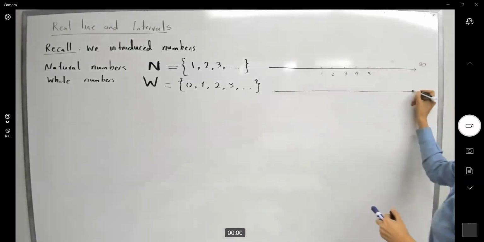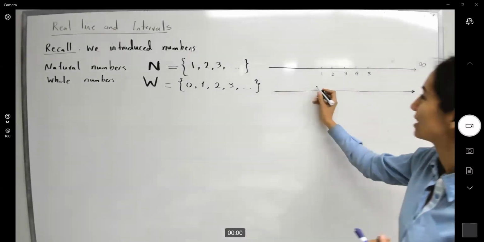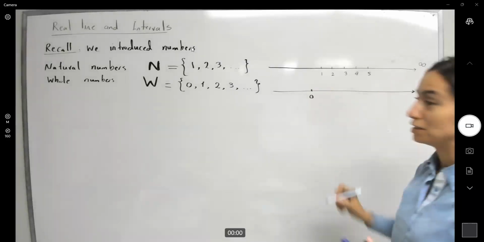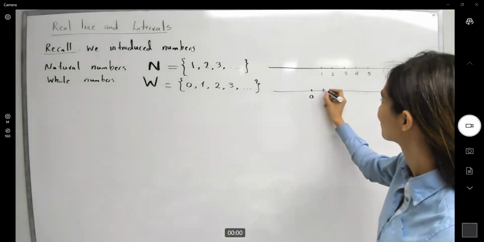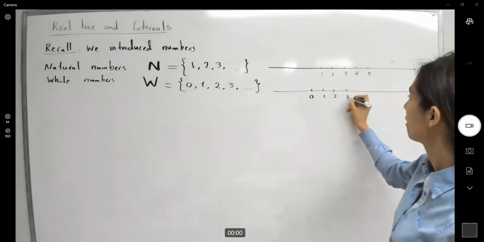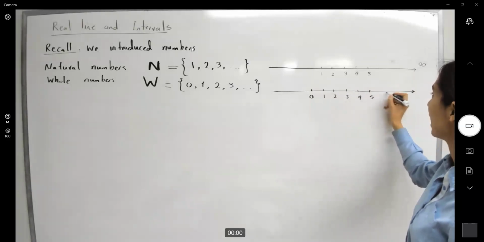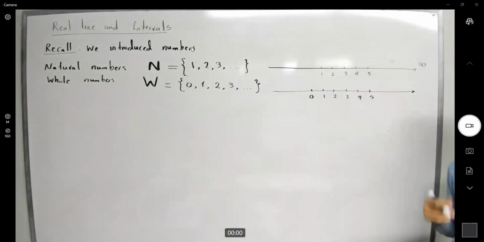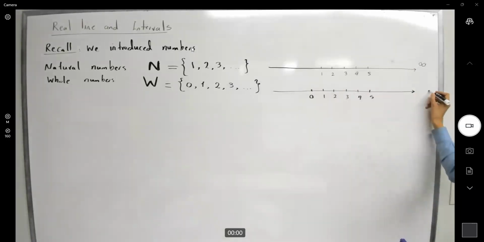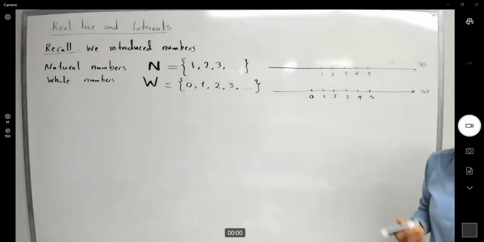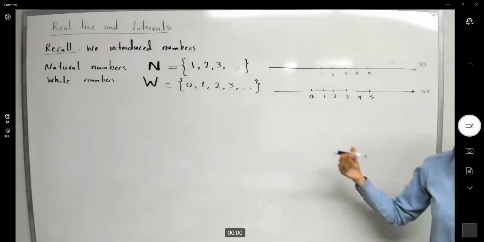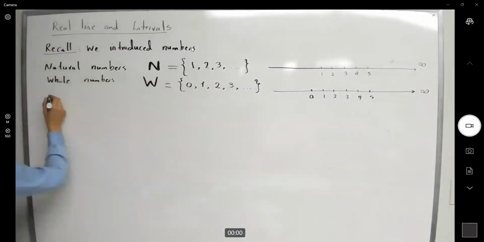On the real line, since we are adding 0, 0 forms a new representative in this case. We have 0, then we have 1, then we have 2, 3, 4, 5, and the rest of the numbers, and the largest number is represented by infinity. Very well. As you remember, these two sets have no negative numbers. Let us add negative numbers and represent a new system, which we call integers.